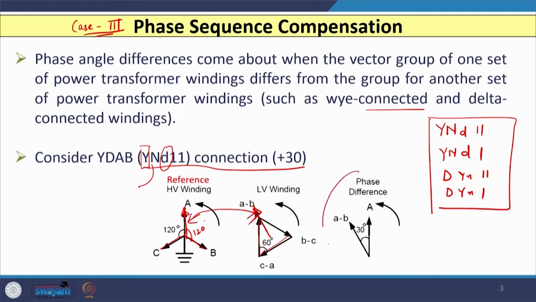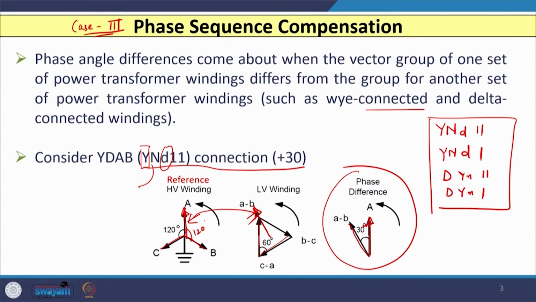then you can have phasor diagram like this, where this I have considered as a reference, and you can see that with respect to that the LV side phasor, that is always leading with reference to the HV side phasor, and that difference is 30 degree.